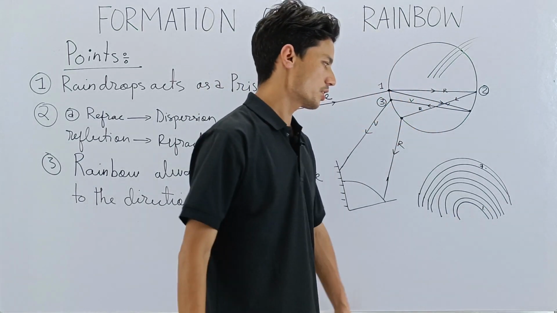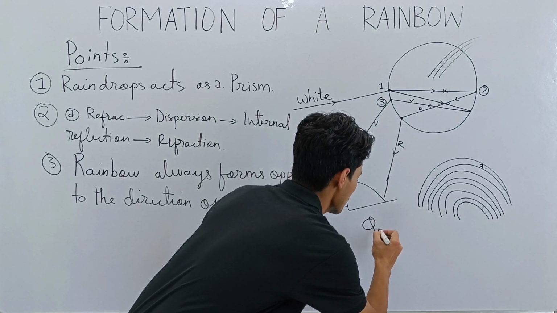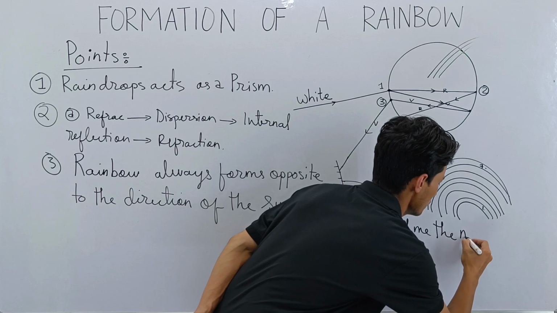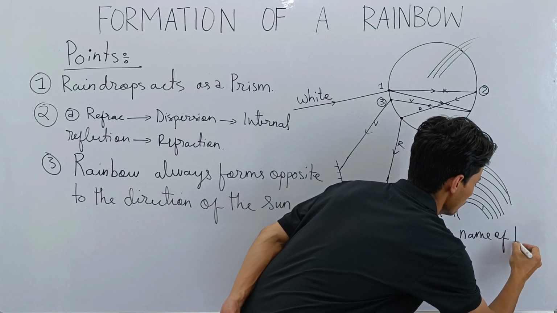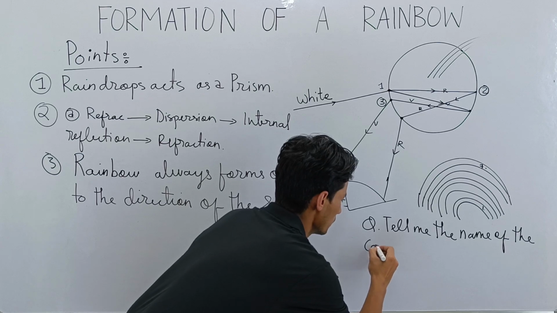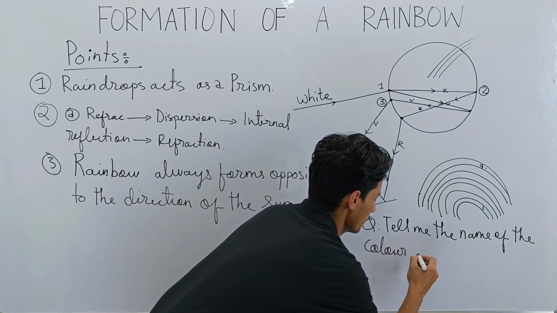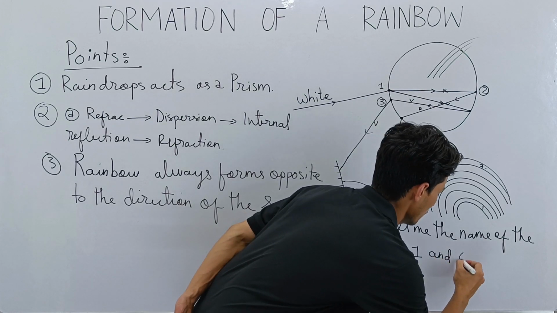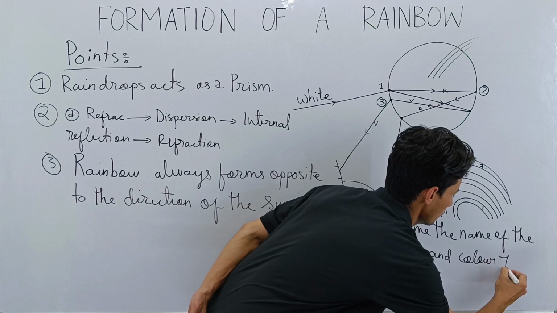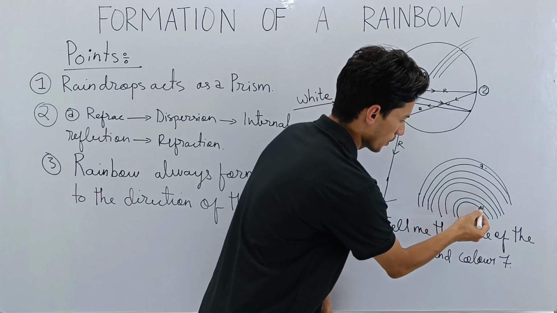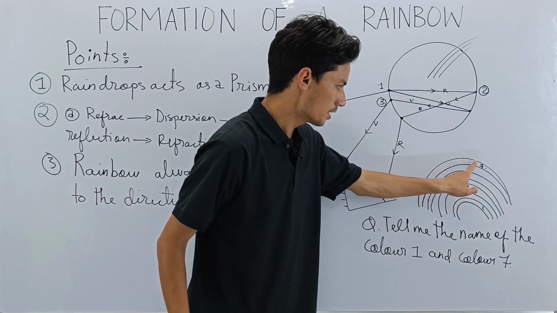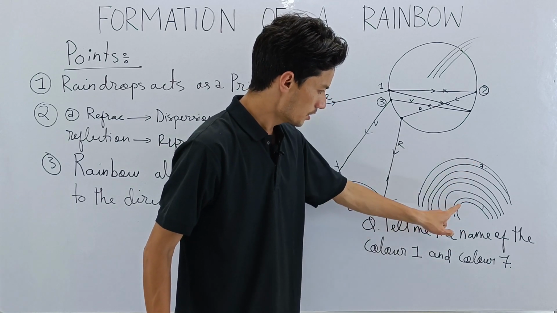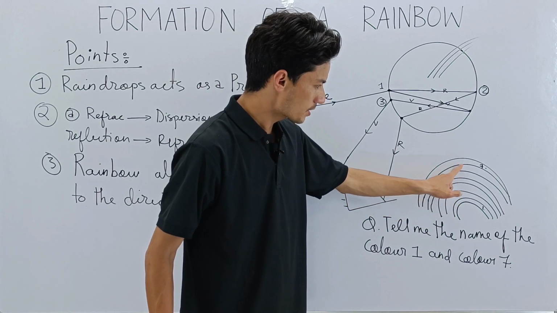Those who are watching this video, the question is: tell me the name of color 1 and color 7. This is color 1, and this is color 7. So you have to tell me which color is here and which color is here. So 1 2 3 4 5 6 7, just making sure.